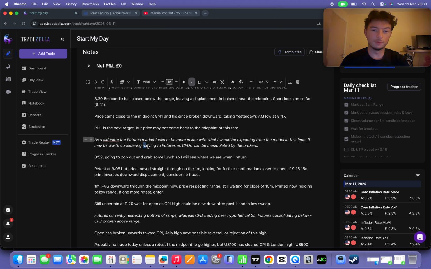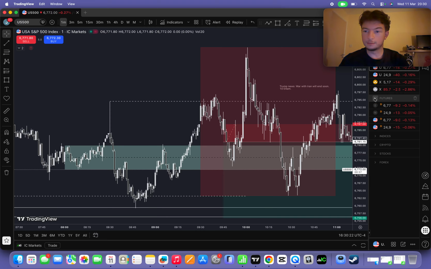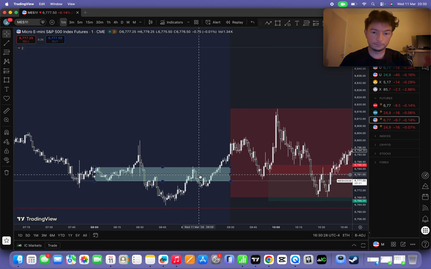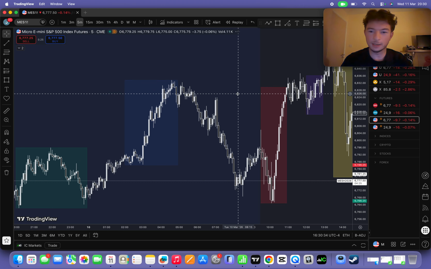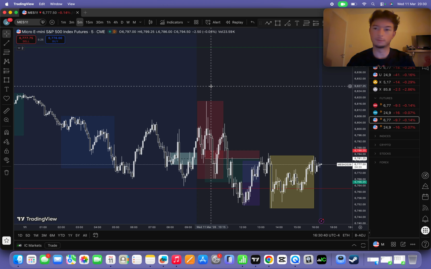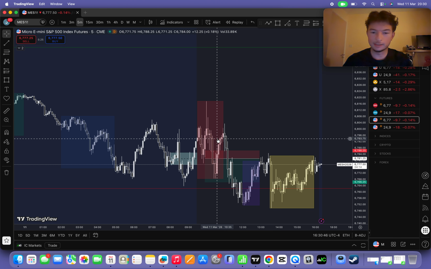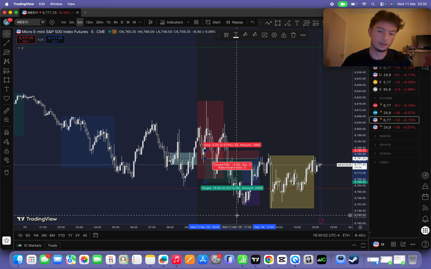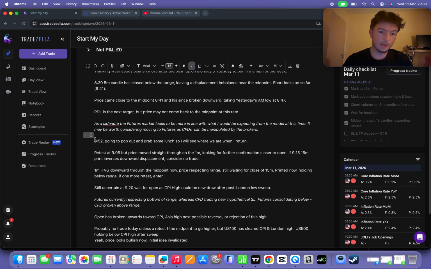It may be worth considering moving to futures, as CFDs can be manipulated by the brokers. And in terms of that, if we go on to the minis, yeah, so this was more like 9 o'clock, and it just felt a little bit cleaner on the futures market, because obviously everyone sees the same price, and it's not different prices depending on what your broker wants to put it at. But nonetheless, either way, both trades, if I had taken them at that time on whichever market, would have been stopped out. But yeah, 8:52, gonna pop out, grab some lunch, see where we are when we return.